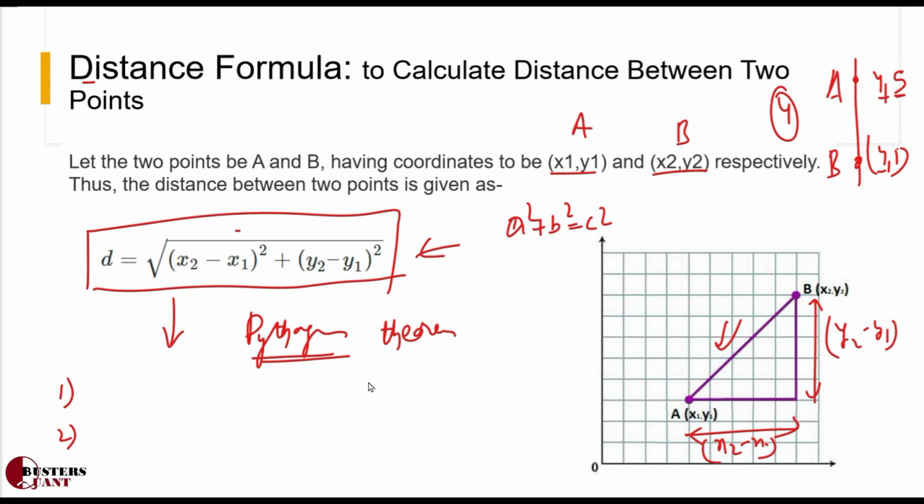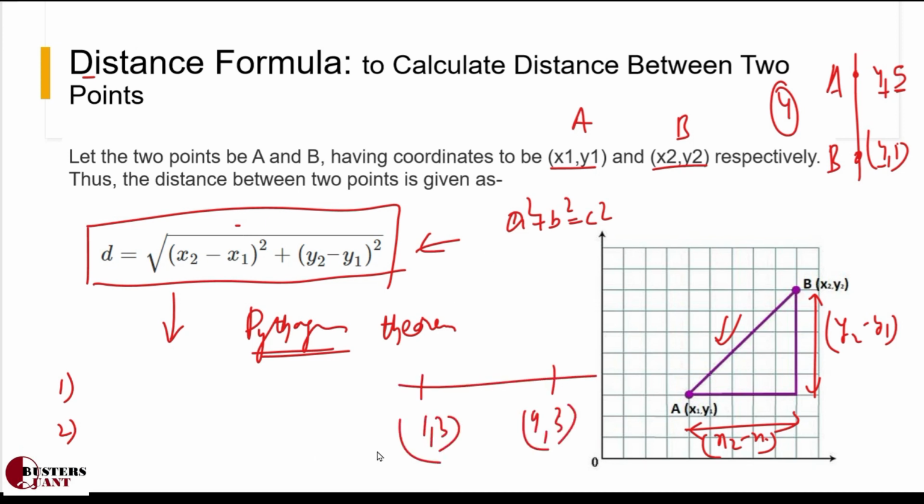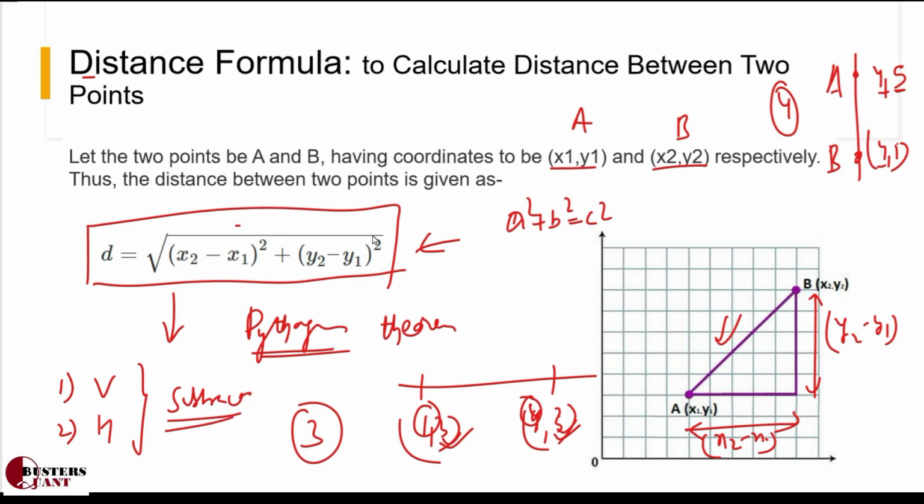Similarly, here also, if the line is horizontal, with points like 1 comma 3, since the y coordinates are the same, it is a horizontal line. So to find the distance, we can just subtract the x coordinates, x2 minus x1. So it will be 3. So for vertical and horizontal lines, we can just subtract the coordinates, because the difference in the other coordinate will be 0.